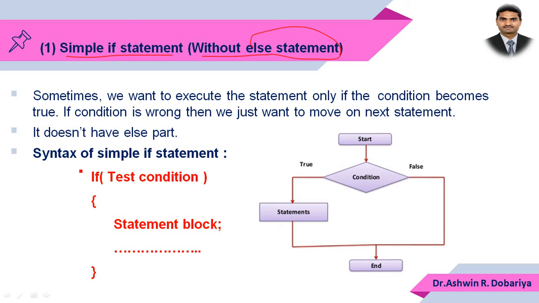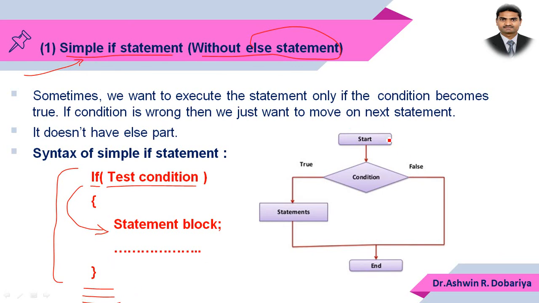So when you write a condition which does not have an else part, this type of if statement is known as a simple if statement. So what is the syntax for that? If, then you have to mention the condition in brackets, and if this condition becomes true, then it will execute the statement block. If this condition becomes false, then there is no else part, but it will execute the remaining statements available in the program.